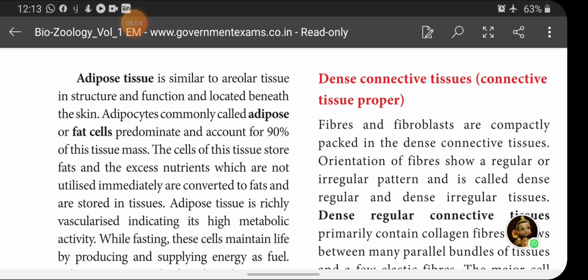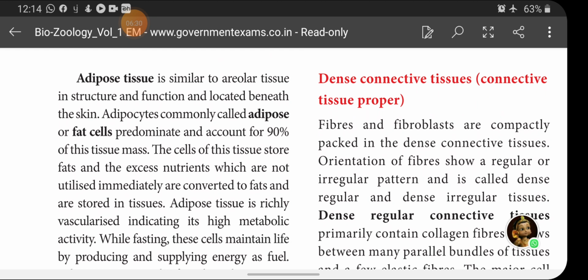The cells of this tissue store fat, and the excess nutrients which are not utilized immediately are converted to fats and stored in the tissue. Actually, adipocytes, commonly called adipose or fat cells, predominate and account for 90% of this tissue mass. In areolar tissue we could see fibroblasts and macrophages as the cells.